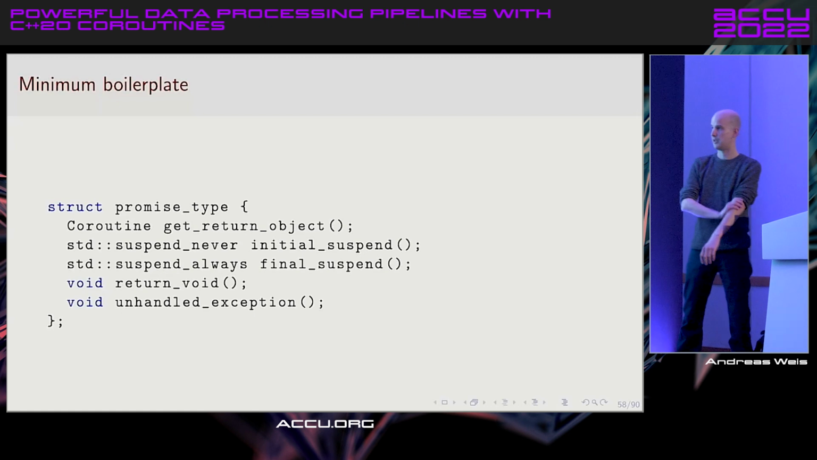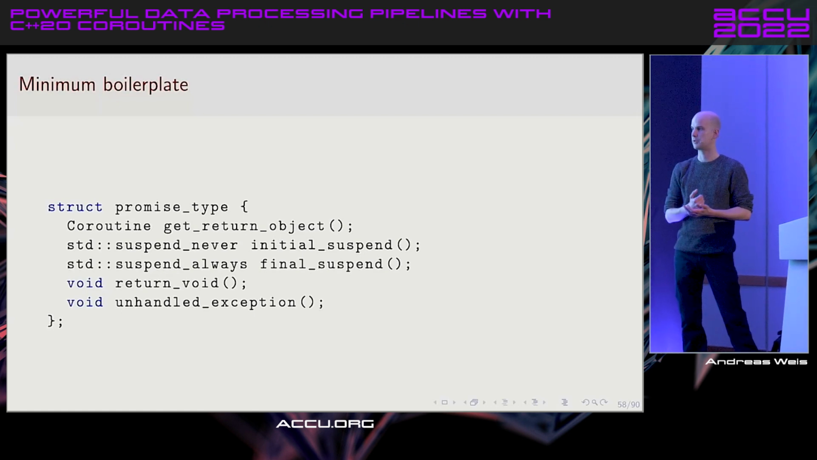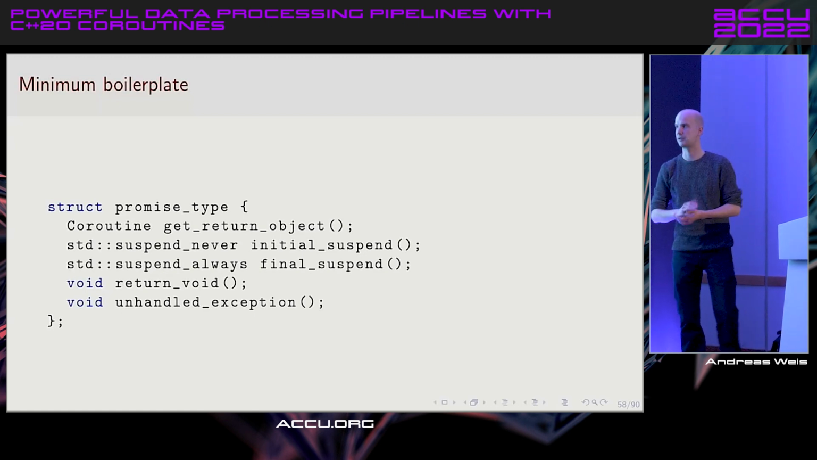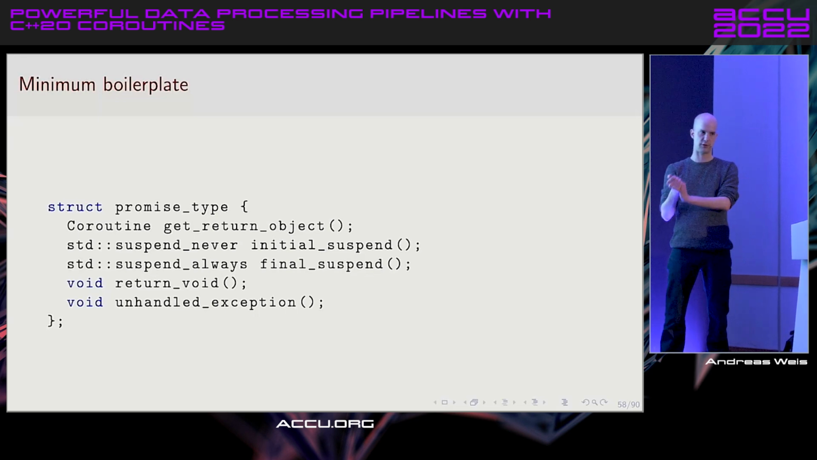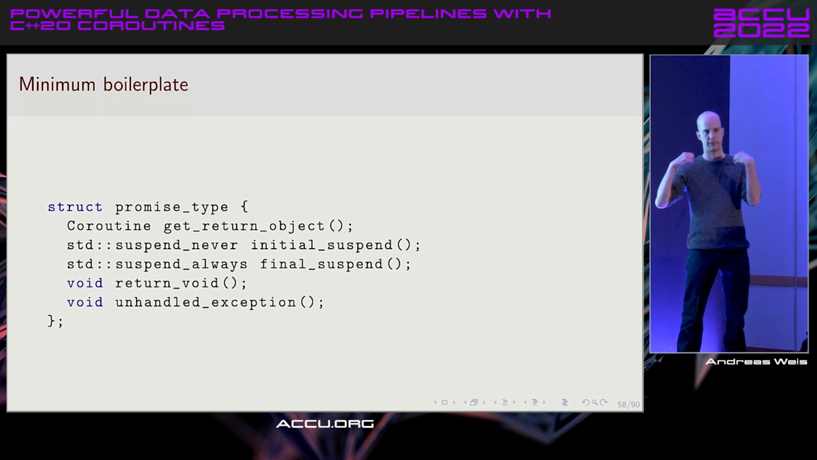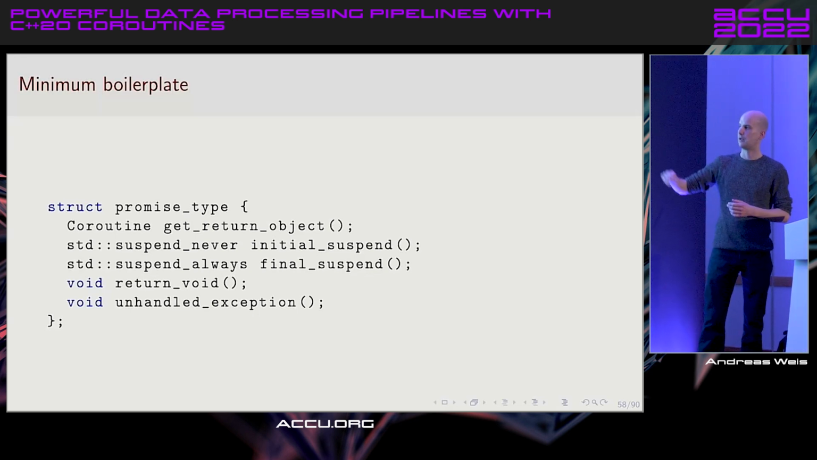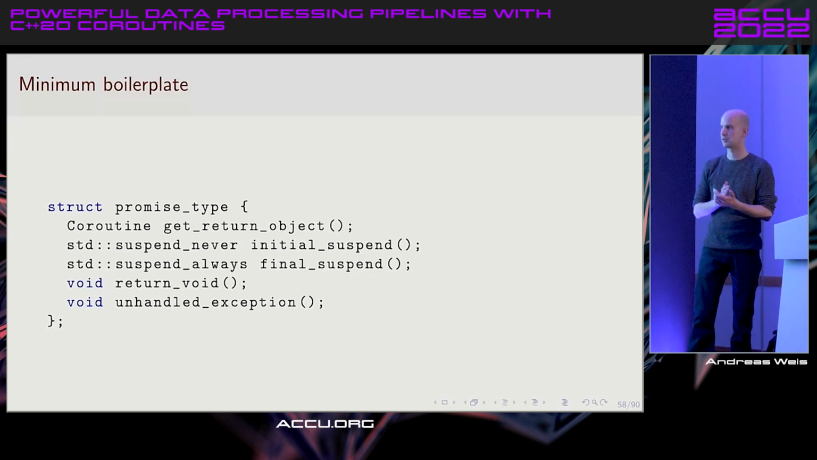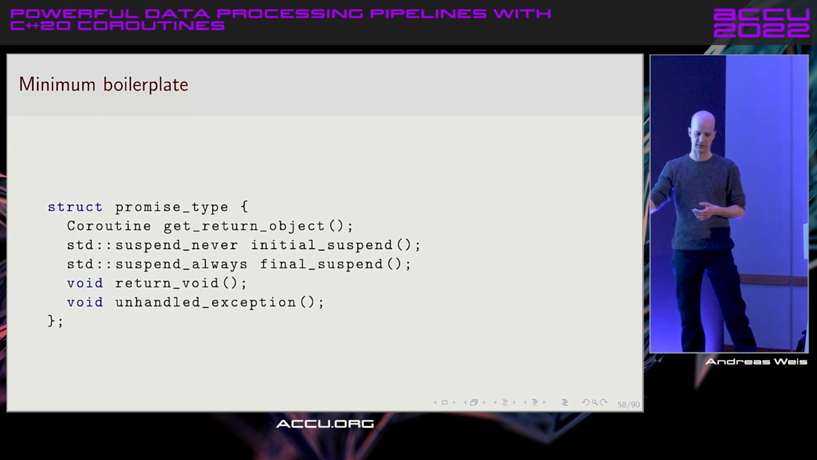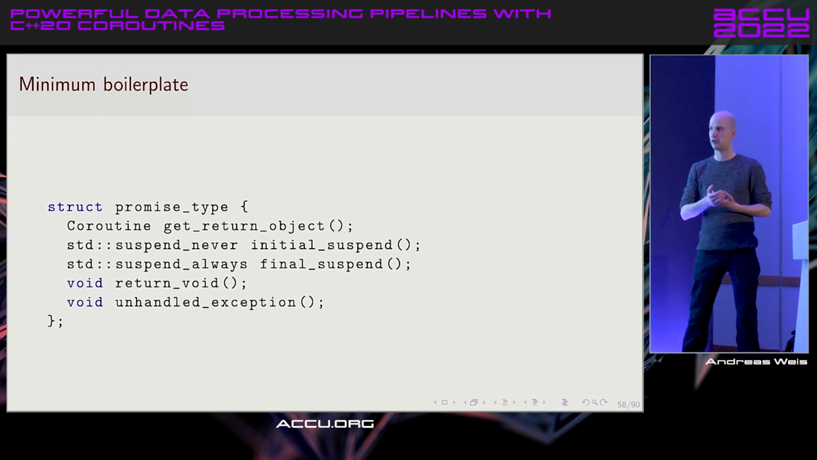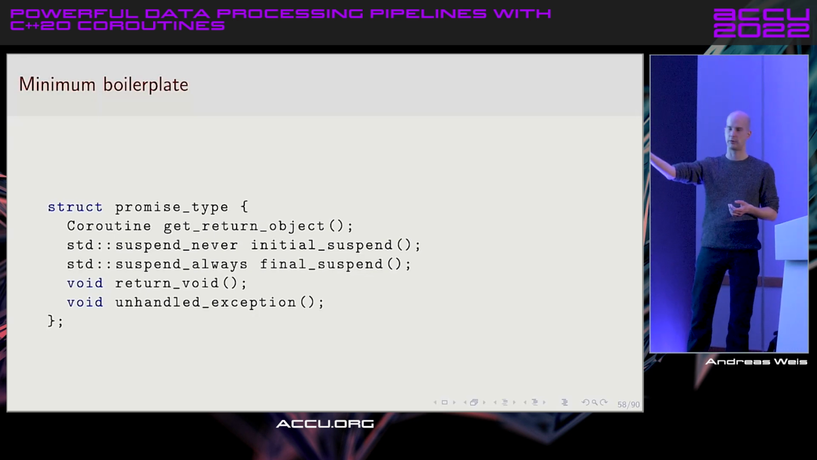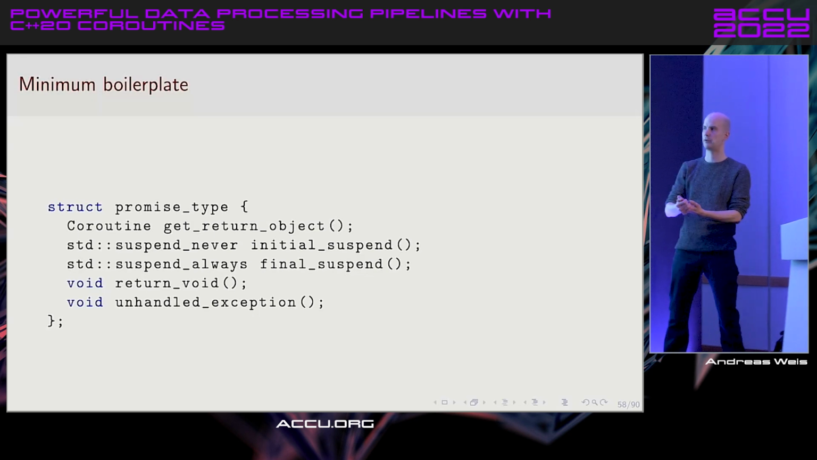So this promise type, we need to fill with life as well. We need to provide these functions. So the getReturnObject function, which we mentioned before, this is the place where the return object gets constructed. Then we have these two functions, initial suspend and final suspend. Initial suspend basically determines what happens at the start of the coroutine. Final suspend determines what happens at the exit of the coroutine.